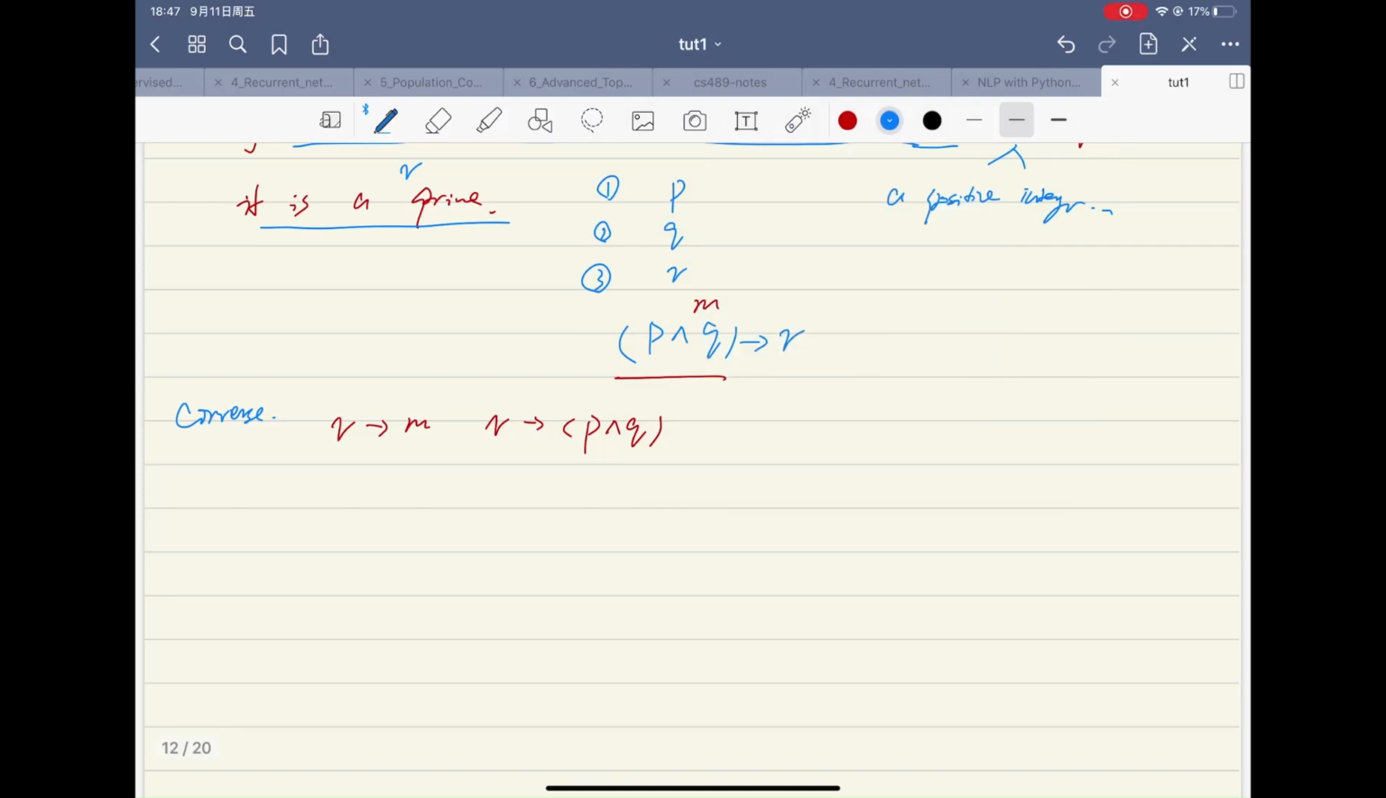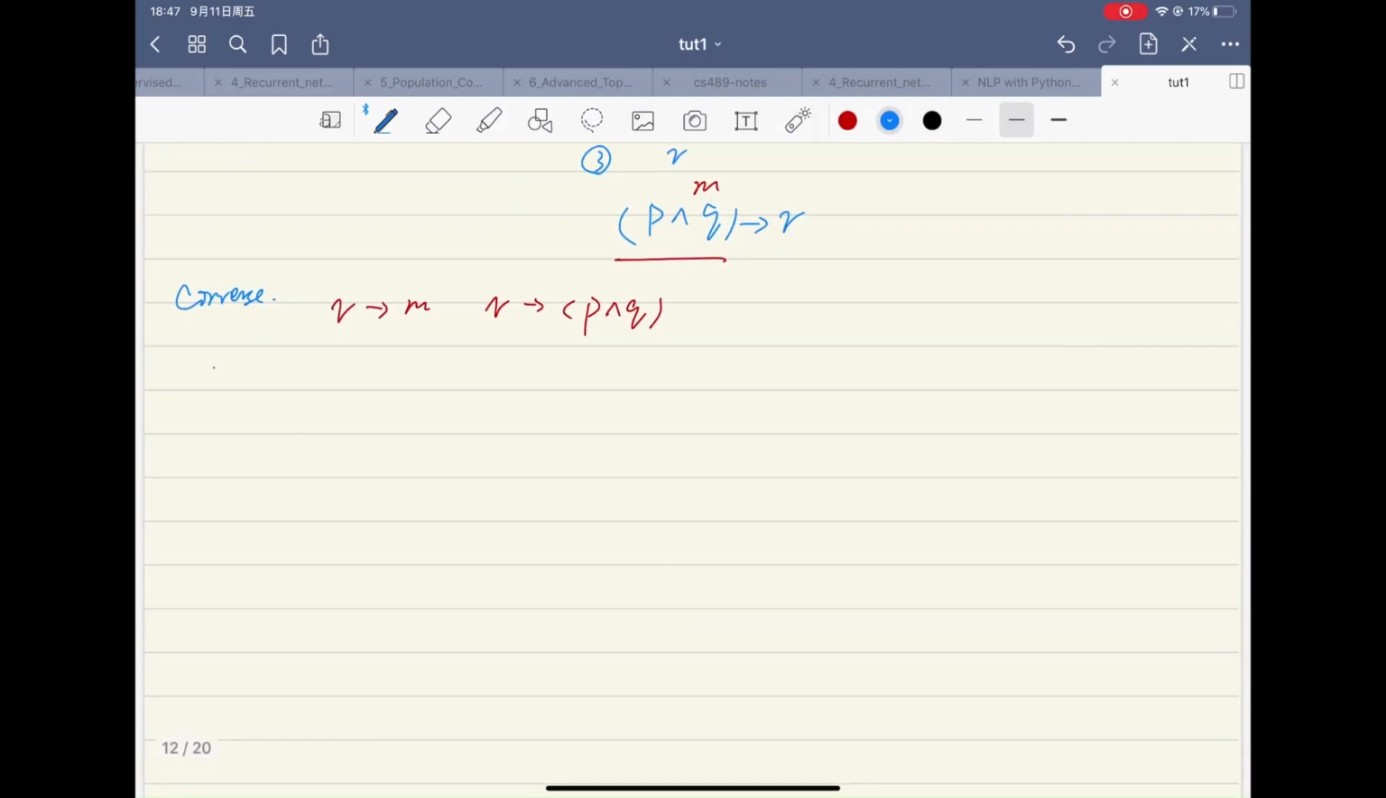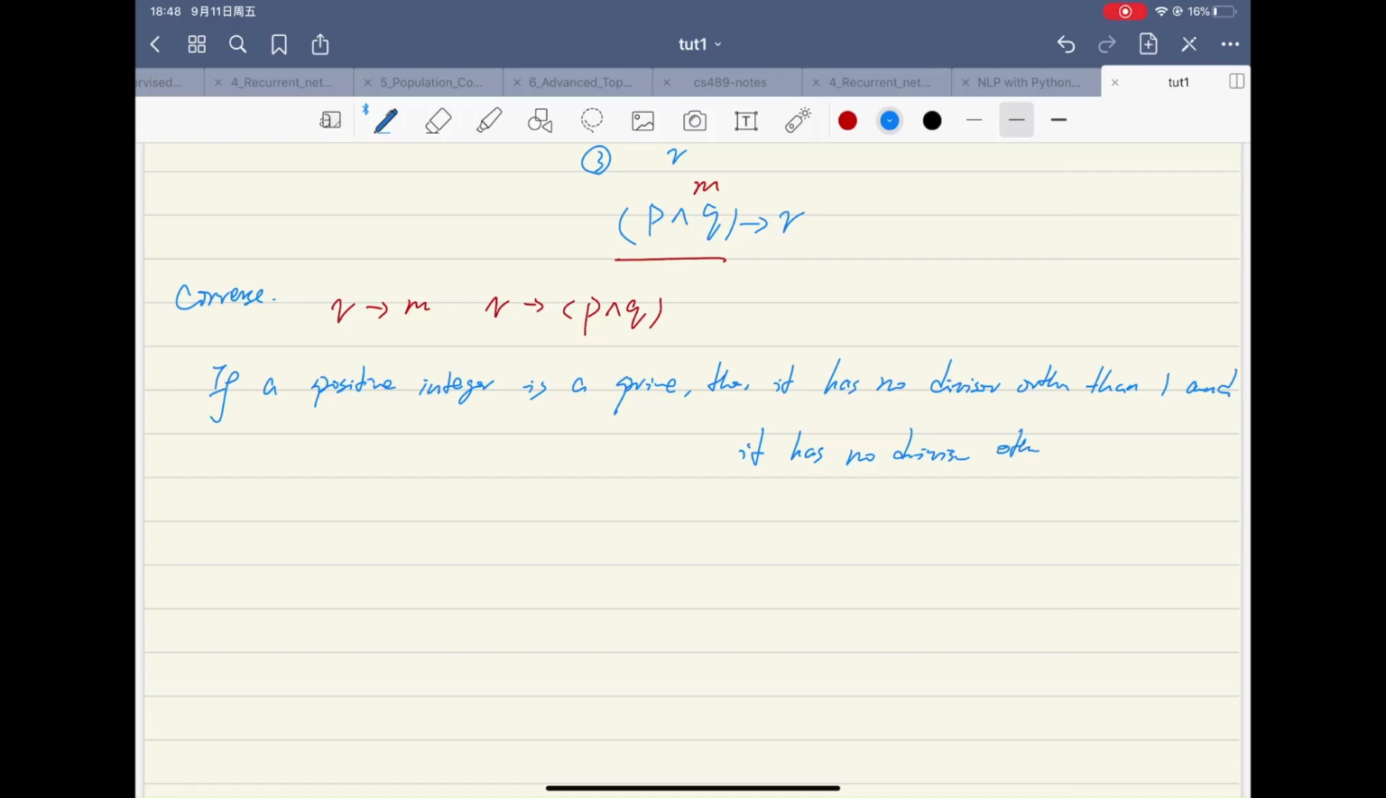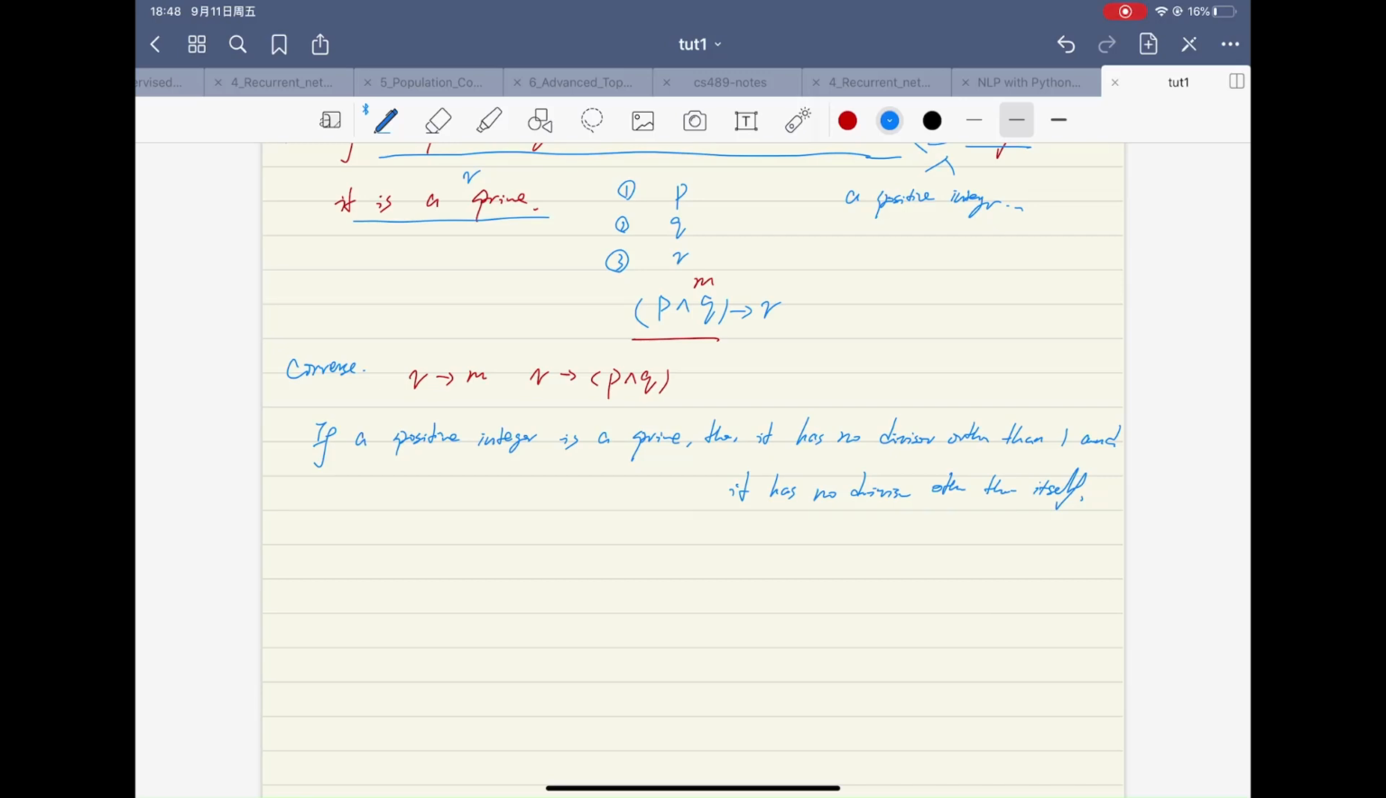So we write the statement in English. It's just if a positive integer is a prime, then it has no divisor other than 1, and it has no divisor other than itself. It's not that difficult, right?